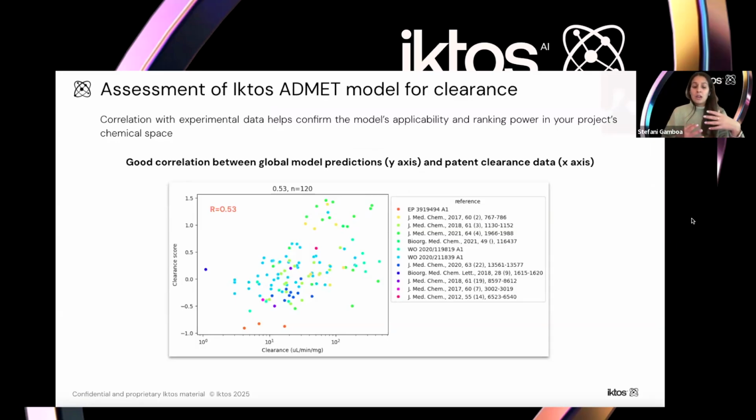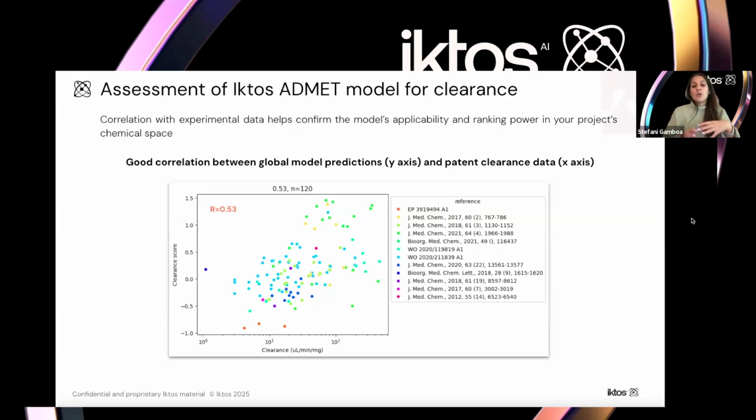score taken from Makya. We simply rescored the 120 molecules using our generic models and then compared the results with the experimental ones. We assess clearance with the Spearman correlation because ranking is what matters most at this stage. Here the global model shows an R of 0.53 across 120 compounds, which confirms that it captures the right trend and has enough ranking power to guide early decisions.